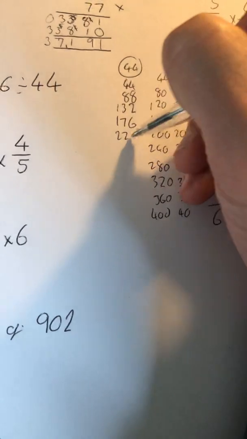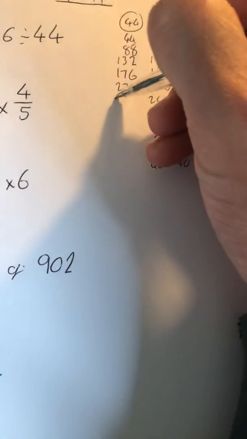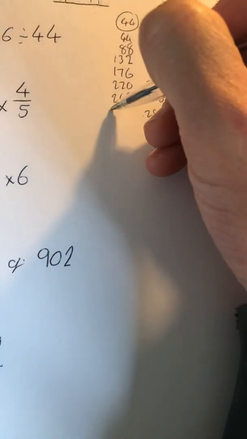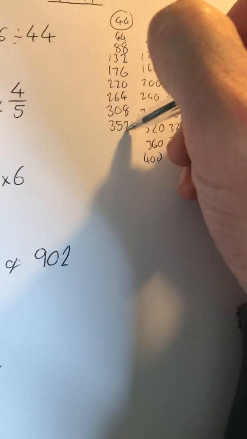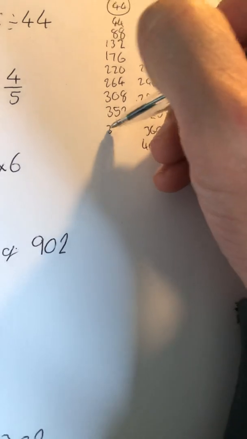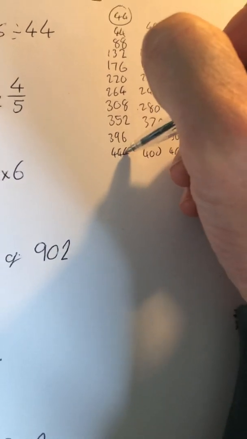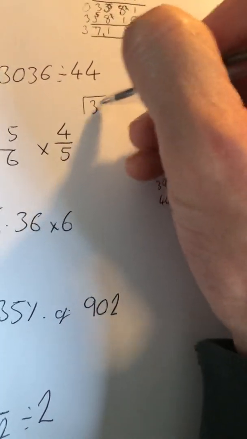176, 220, 264, 308, 352, 396, 440, all the 4s. So let's get dividing now.